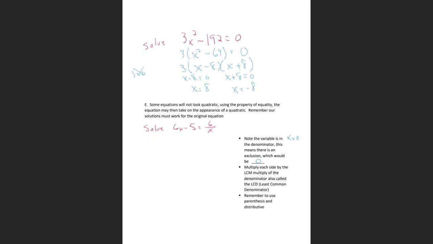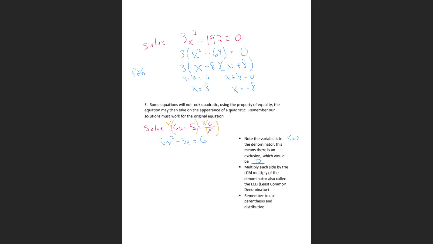Now that we've noticed this exclusion, to get rid of the fraction, we have to multiply by the LCM of the denominators. Since there's only one denominator, the LCM has to be just this x. So we're going to multiply each side by x. But remember, you have to put each side in parentheses to do that. On the left side, we have to distribute the x through the parentheses. So this becomes 6x squared minus 5x. And on the right-hand side, the x's will divide out and just leave you a 6.